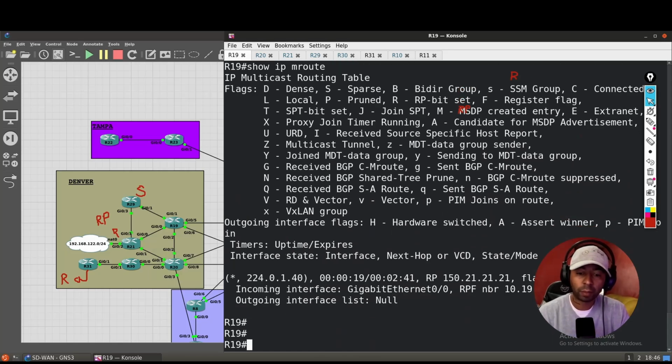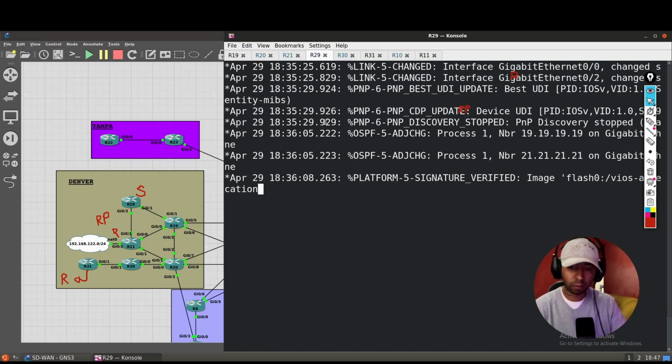So if you stop to see here, the router number 19 doesn't know the receiver join group. He doesn't know. We are going to need to work with that later. But before we engage in this configuration, we need to move forward in the configuration of our routers. Next will be the server router 29. Let's go there and configure.